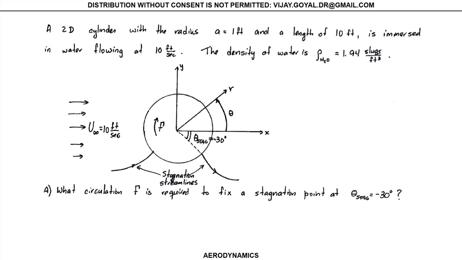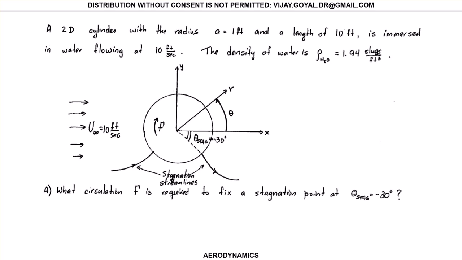So now we're going to do an example for the flow around the cylinder and see what happens. In this particular problem, we have a 2D cylinder with radius a, where a is equal to 1 foot, and we have a total length of 10 feet.